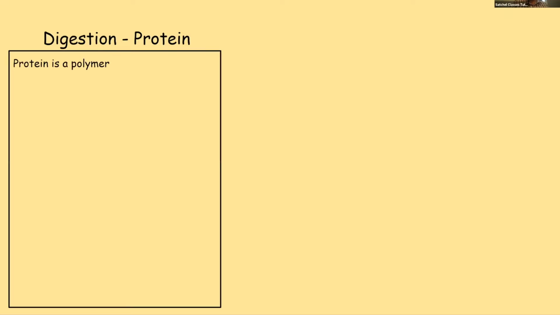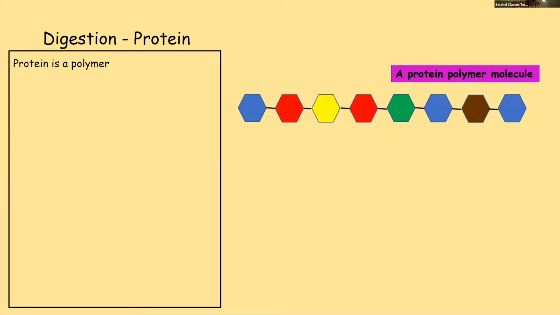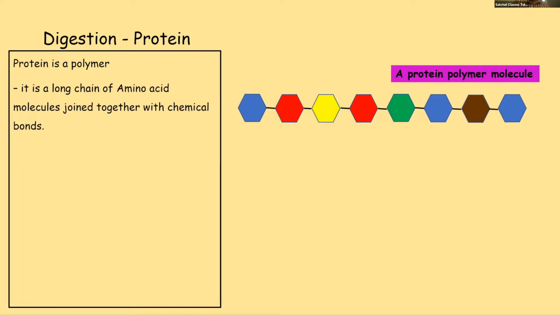Digestion of protein. Protein is also a polymer. Protein polymer molecule shown here. Now, proteins are made up of something called amino acids, and there are 21 different amino acids that can make up a protein. A protein can be any sequence of any of the amino acids put together, which is why I've shown every individual subunit as a different color. It's a long chain of amino acid molecules, again joined together with chemical bonds.